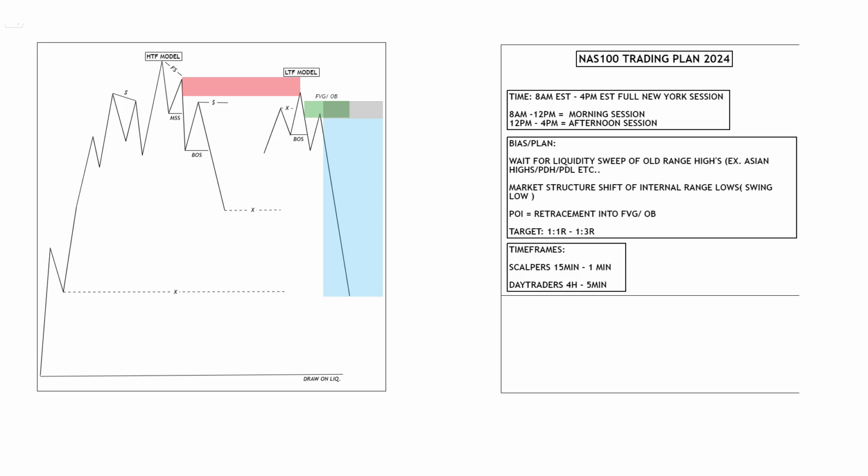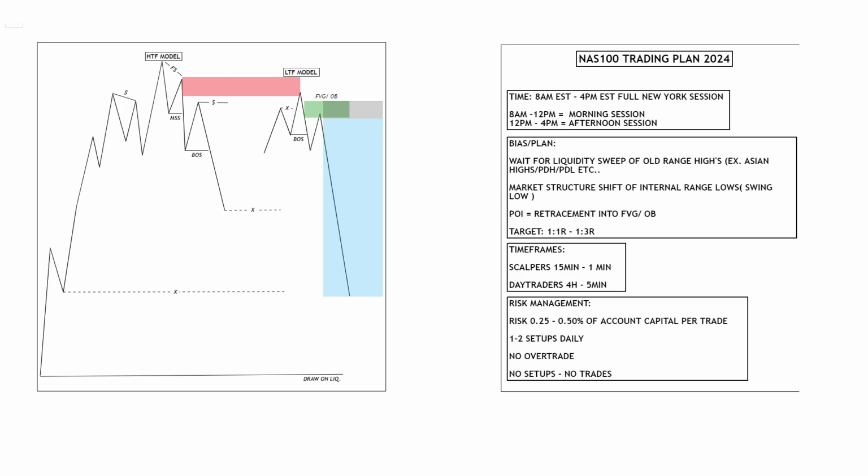So if you're a scalper, you can do your top down analysis starting from the 1 hour to the 15 minutes. Those are your higher time frames, and then you can execute from the 15 minutes through the 1 minute. Those are your execution time frames. And then for the day traders, you can start your higher time frames from the 4 hour and then scale down all the way to the 5 minutes to execute.